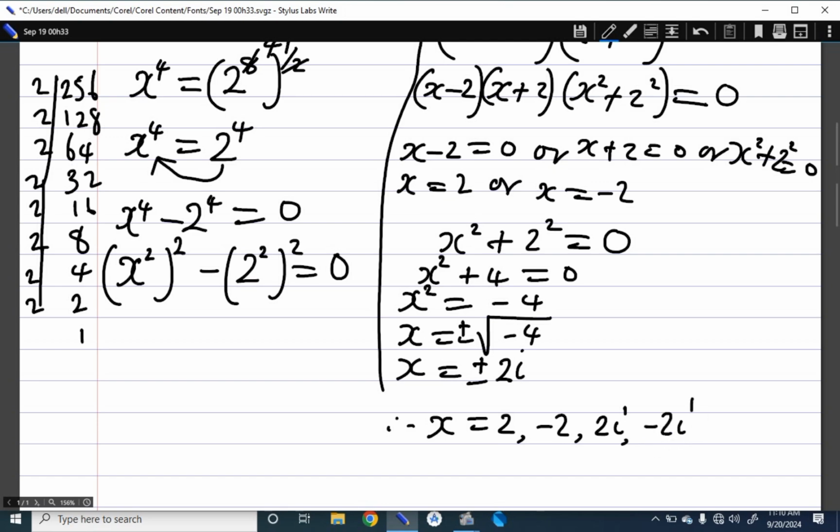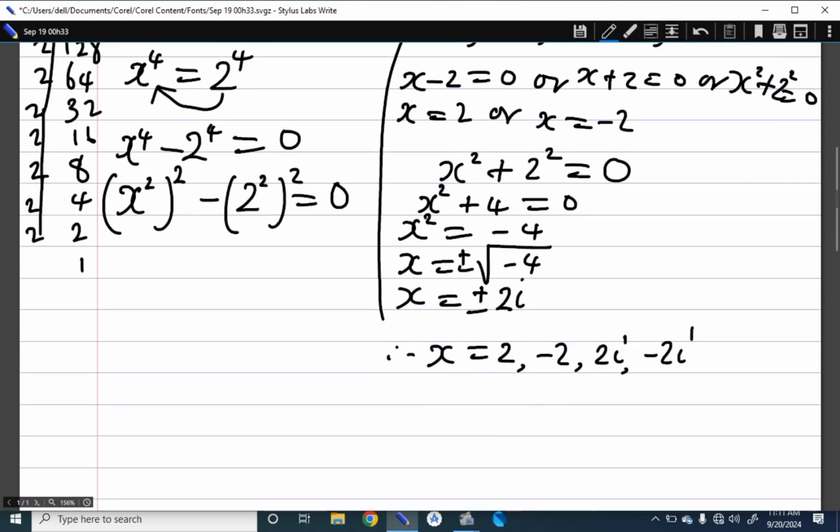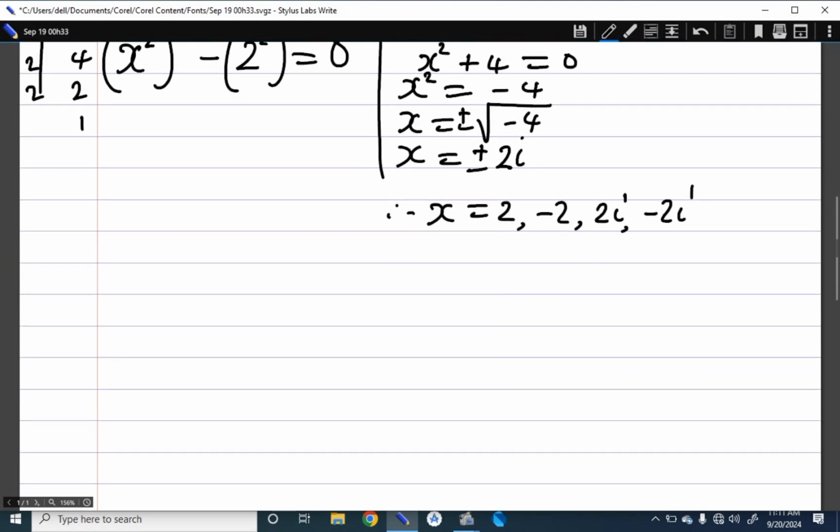Okay, so now let us check if all these answers are correct. So we have that x raised to power 4 is equal to 2 raised to power 4. From the question, we want to check if it is correct. So to check, the question says that x raised to power 4 is equal to 256 raised to power 1 over 2.